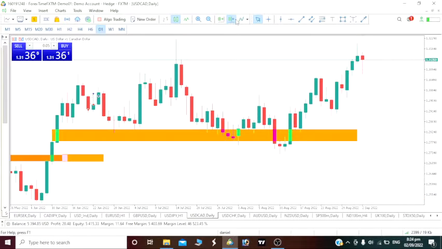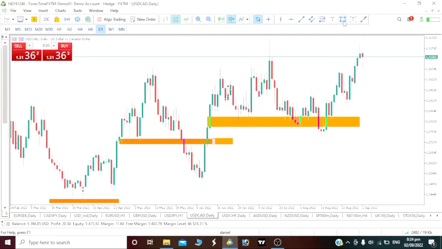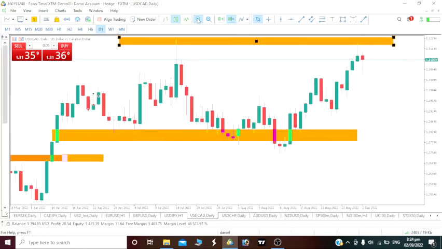Let's see it on our daily time frame now. See, this is our previous highs. Now let me take this liquidity area here. So let's start it from here.